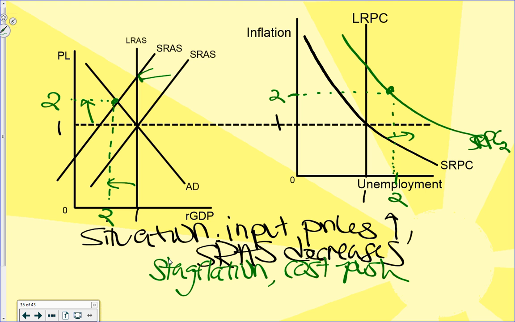SRPC2. A shift of aggregate supply shifts the short run Phillips curve. Same direction, opposite direction? What direction did we just go? Supply went left, and the Phillips curve went in the opposite direction. The short run Phillips curve is shifted by short run aggregate supply, but they go in the opposite direction. If aggregate supply decreases, the Phillips curve is going to shift outwards and to the right. This right here is cost push inflation.